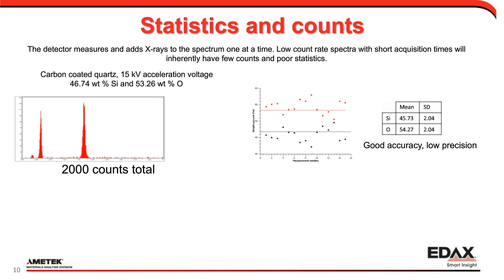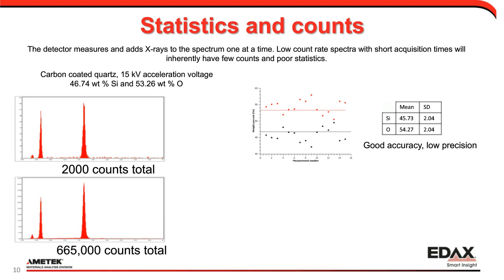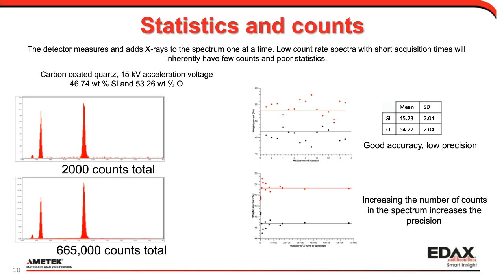But if we increase the number of counts in the spectra, we start to get, and this is now on the vertical axis, the number of X-rays in the spectra. We can see that the longer we count, the closer those measurements start to get to the expected value. We lose this scatter. We get better precision.